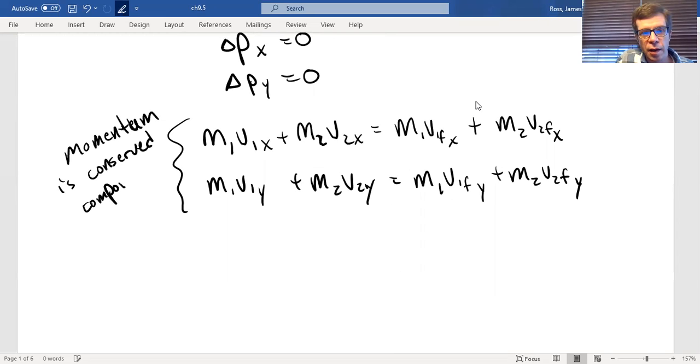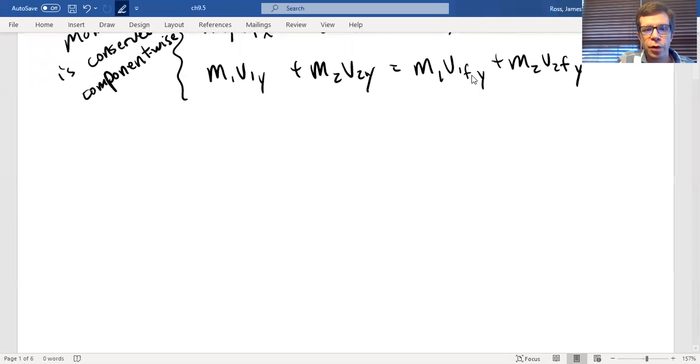I'm going to state that as component-wise. All right, it's conserved in the X component and conserved in the Y component. So for a classical example here, let's consider two objects like billiard balls. Not necessarily the same mass, because the cue ball has a higher mass. We're going to consider the target as being at rest.